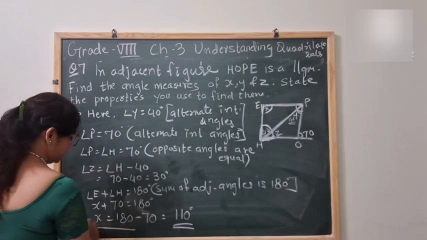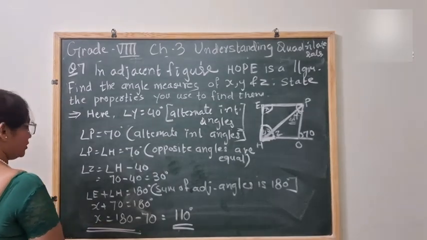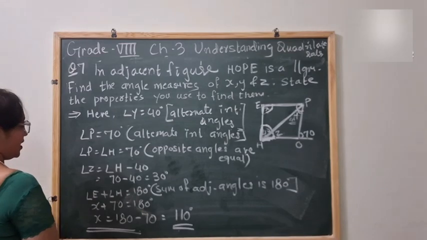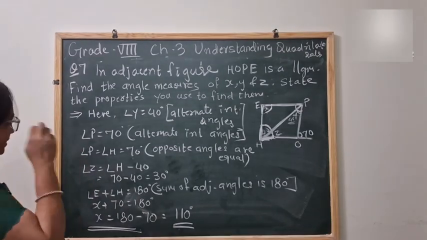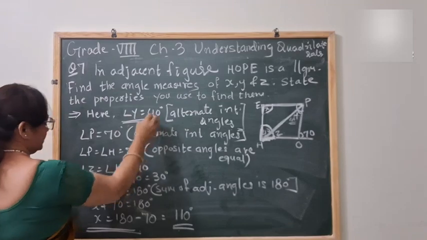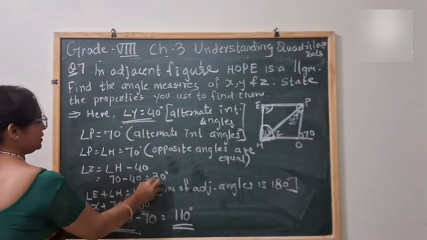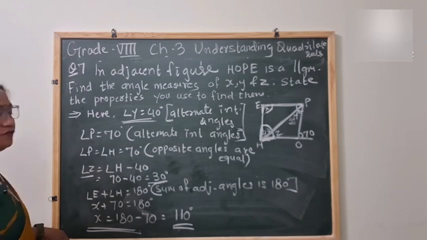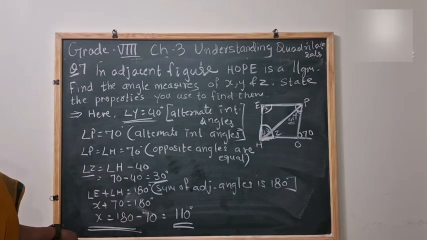X is 110 degrees, and what is Y we have got? Y also we have got 40 degrees, and Z is 30 degrees. So we have got all the three measures of the angles. Okay. Now moving on to question number 8, students.